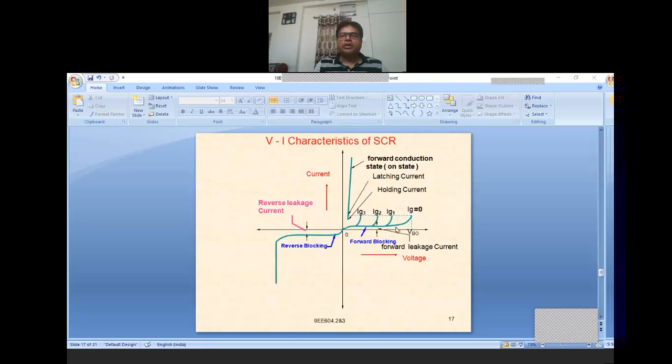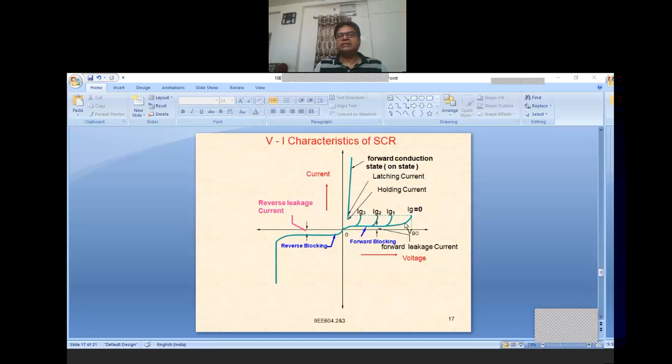Forward blocking mode or off state. When we increase the voltage from zero gradually, the increase in current will be very less in this region. Particularly, this is called the forward leakage current region. After that, with increase in voltage, the increase in current will be slightly more, but it will still not be able to make the rated currents flow through the SCR.